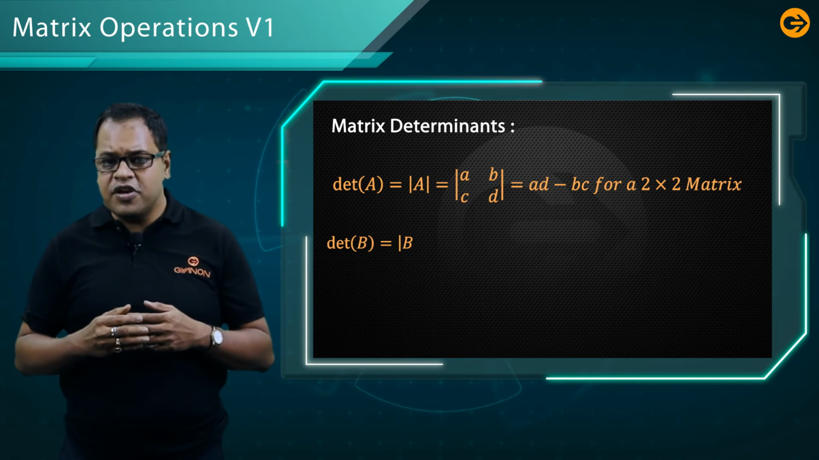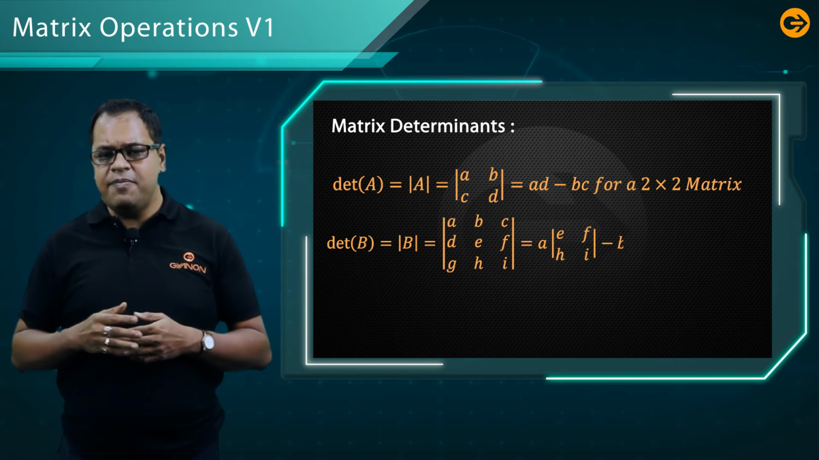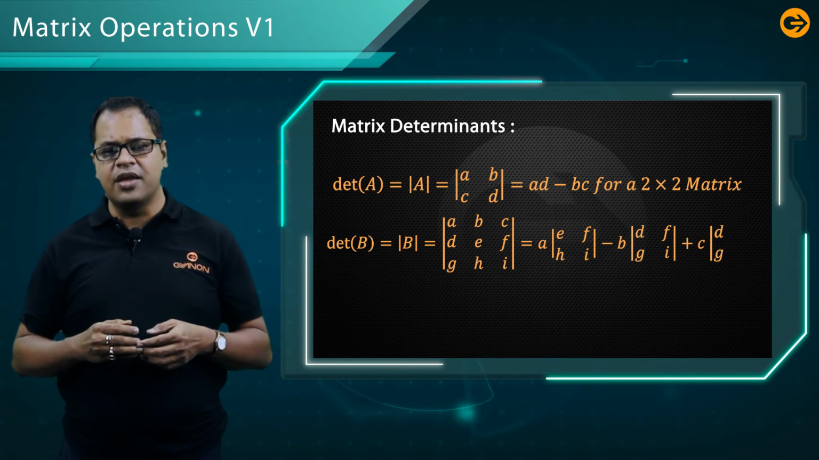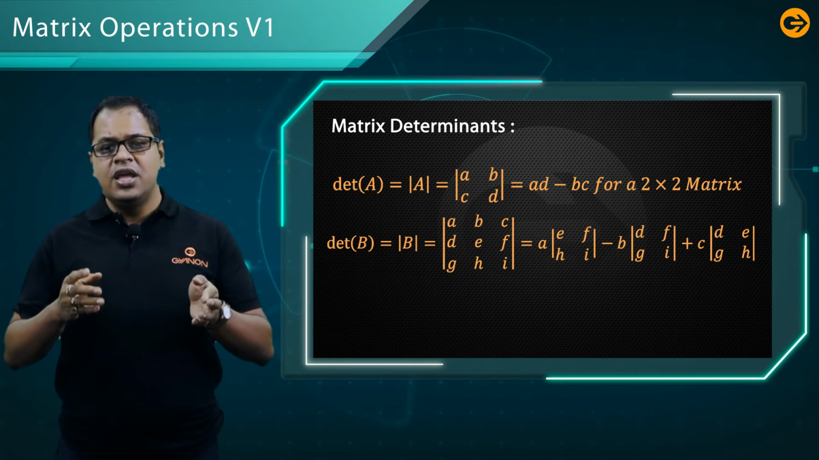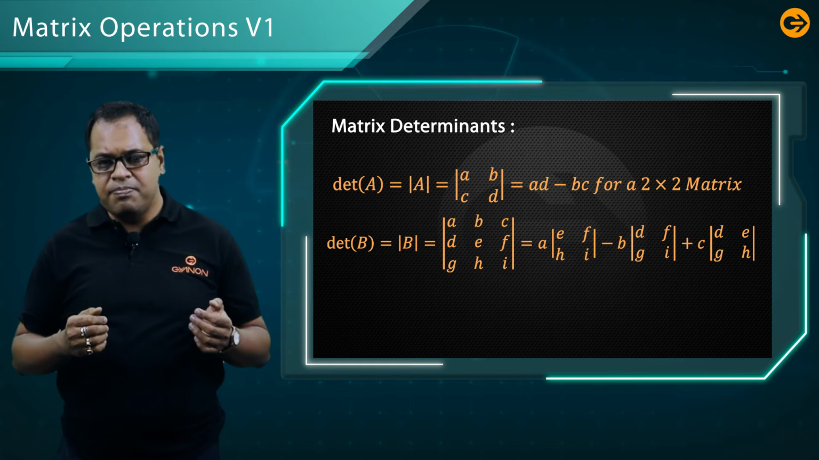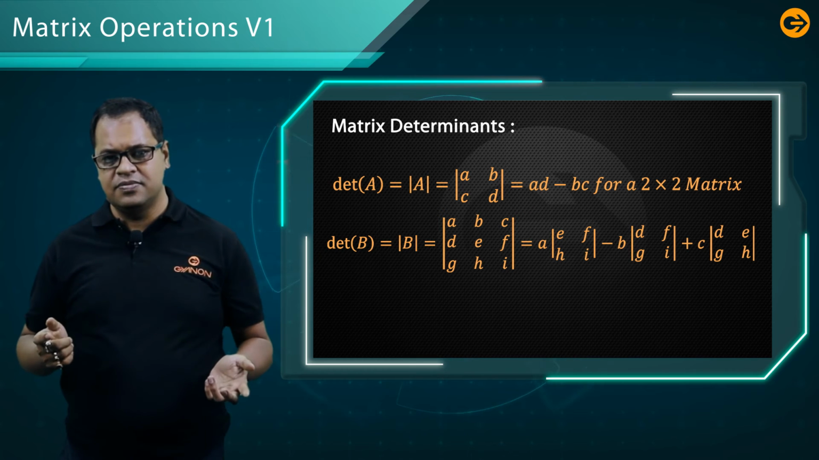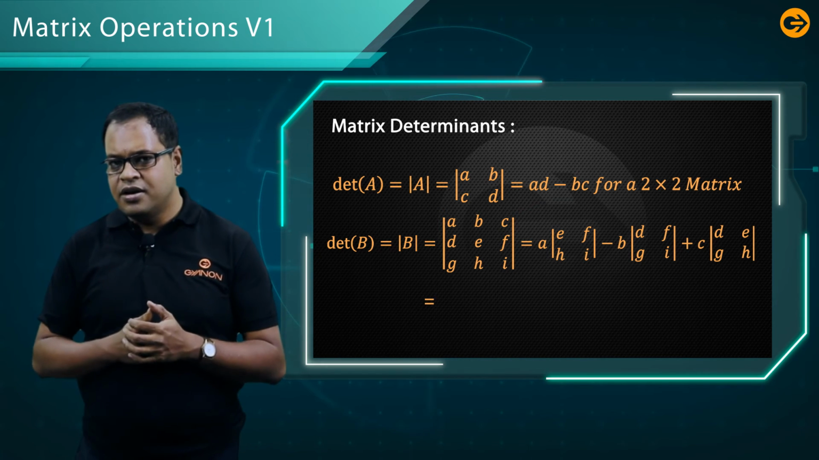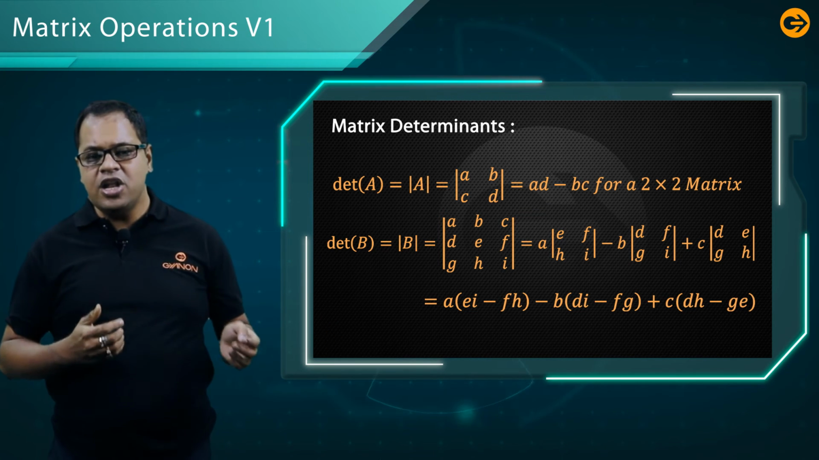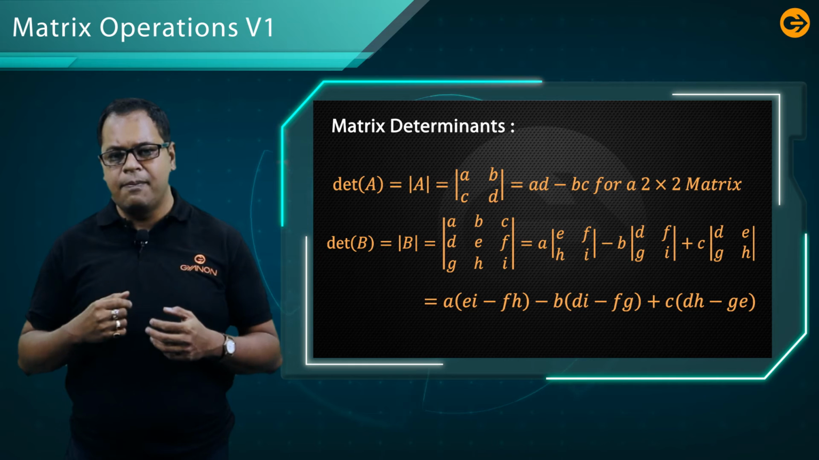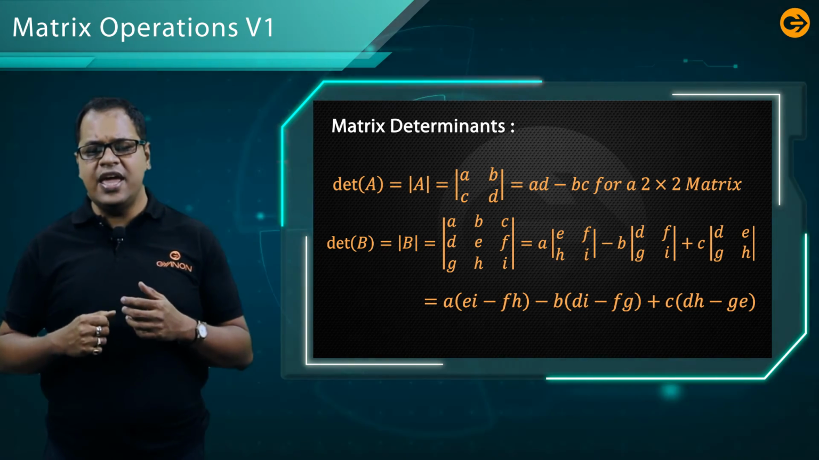Now, for a 3 cross 3 matrix, let us take the matrix B with elements a, b, c, d, e, f, g, h, i. What is the result? a times det of e, f, h, i, minus b times det of d, f, g, i, plus c times det of d, e, g, h. What is the result? Try yourself. Okay, let us check our result. It will be a into (ei minus fh) minus b into (di minus fg) plus c into (dh minus ge).